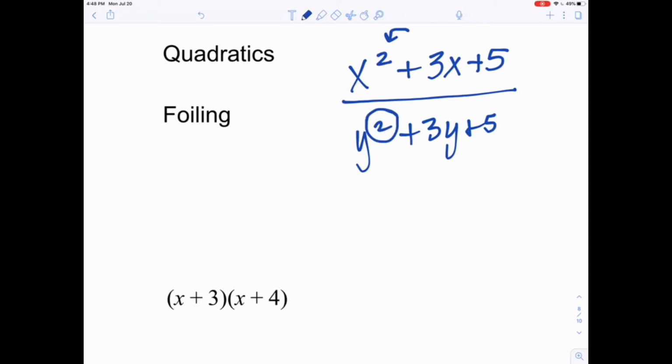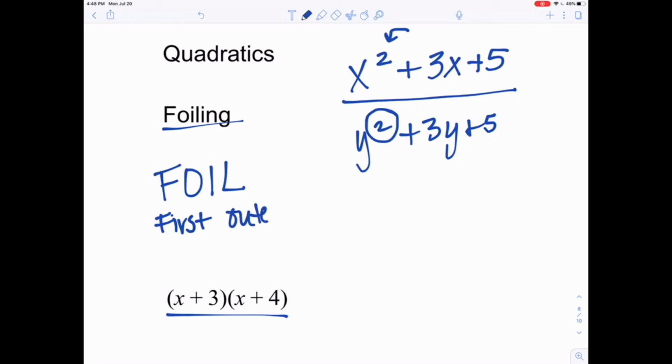Now, we get to this quadratic equation by doing something called foiling. And foiling is when we multiply this right here, okay? And FOIL actually stands for the process or the order in which we multiply. So it stands for first, outer, inner, and last.